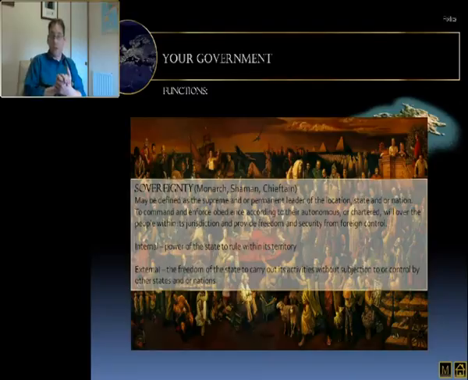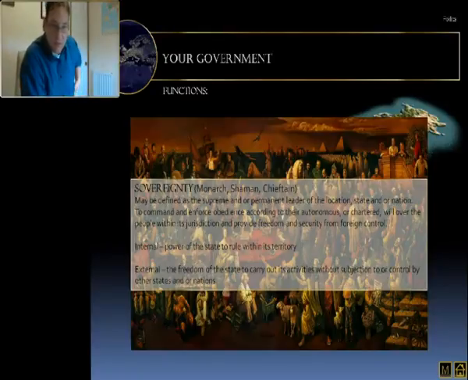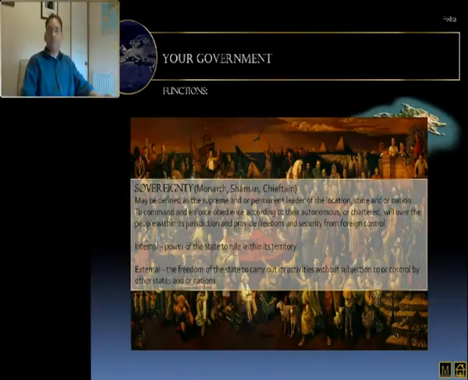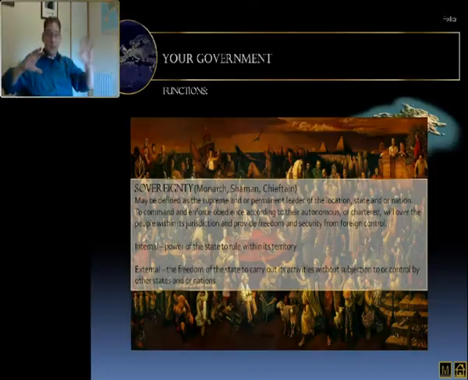So sovereignty, be it monarch, shaman, or chieftain. We can use any of those three, because it may be defined as the supreme or a permanent leader of the location, state, or a nation, to command and enforce obedience according to their autonomous or chartered will over the people within its jurisdiction and provide freedom and security from sovereign control. Internal: power of the state to rule within its territory. External: the freedom of the state to carry out its activities without subjection to or control by other states and or nations.